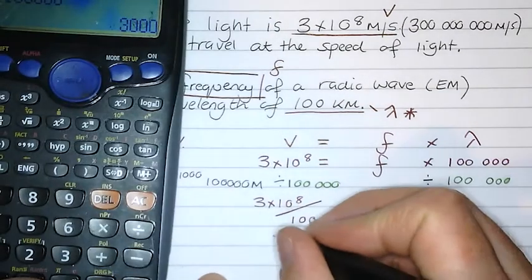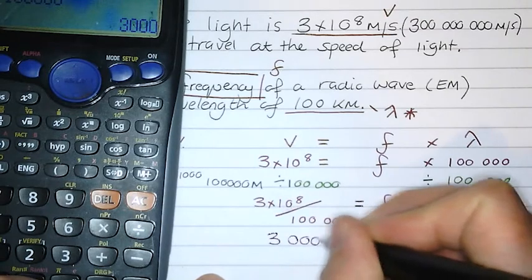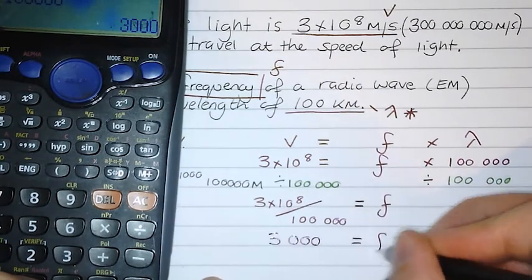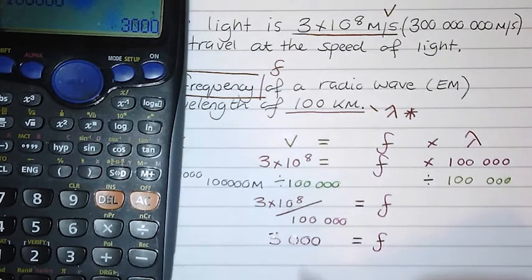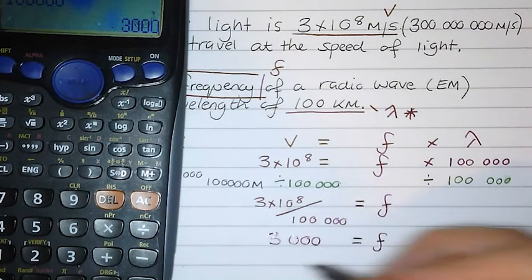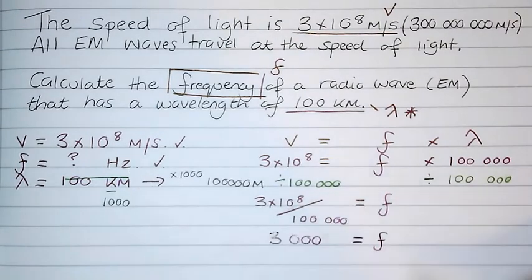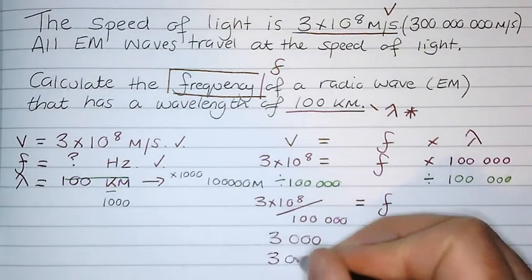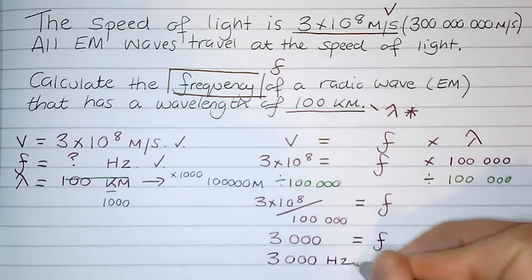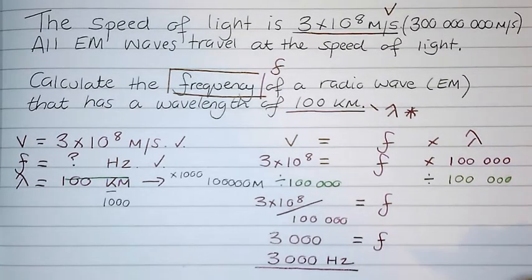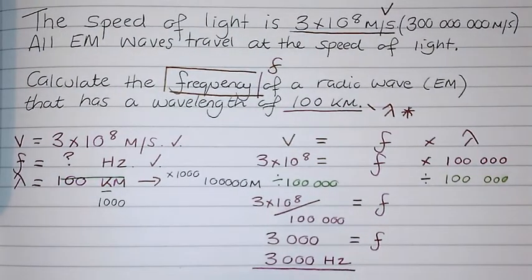So that gives us 3000 equals the frequency. Okay. And remember to add on your units. So that's a frequency, so we want hertz. So our answer is 3000 hertz. Underline it to show the examiner you know what you're doing.